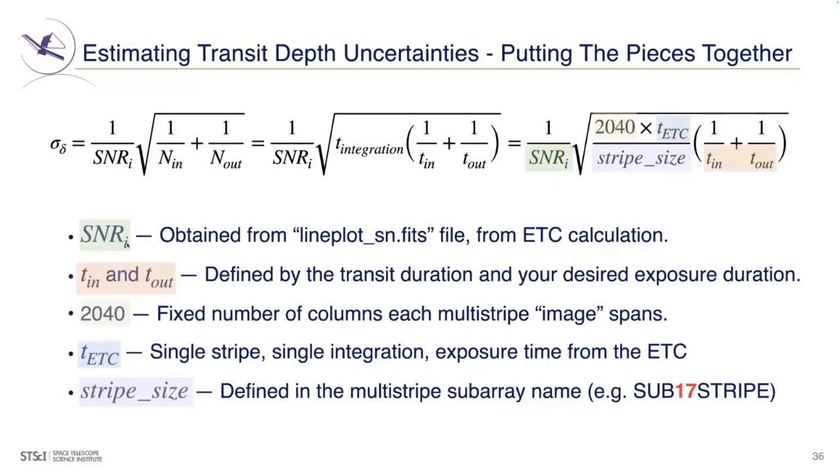So again, reminder, SNRI, we're grabbing that for the ETC calculation. T in and T out, that's defined by you for your transit observation. 2040 is just this fixed number. That's the size of our multi-stripe image. You can grab the time from the exposure time in the ETC. And then the stripe size comes from your multi-stripe subarray name.